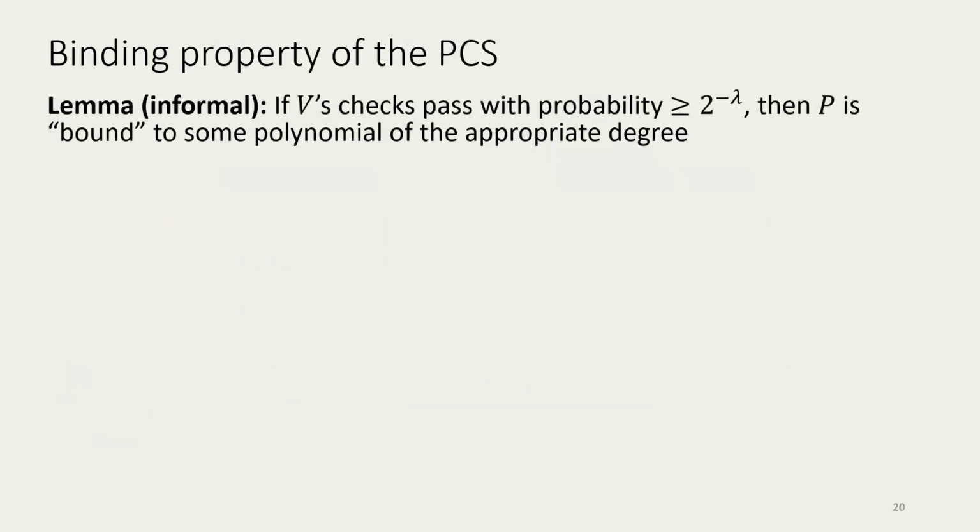For binding, we want the property that if these checks pass with probability better than 2 to the minus lambda, then the prover is bound to some polynomial of an appropriate degree. By bound, we mean that P must answer all the evaluation queries correctly.